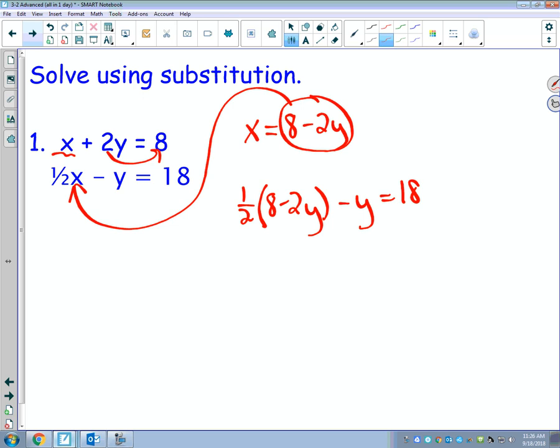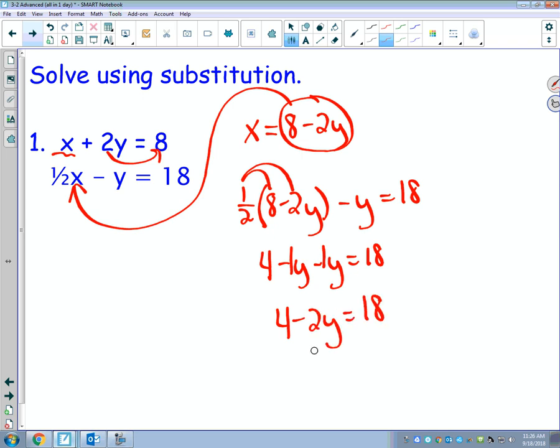And now I have to know how to solve an equation. So I'm going to distribute. Half of 8 is 4. Half of negative 2y would be negative y, minus y equals 18. These y's are on the same side, so I'm just going to take negative 1 and make negative 2y. And I'm just solving for y here, kids. So to undo this positive 4, I'm going to subtract 4. Notice how I'm keeping track of my work so I don't lose negative signs. So I get negative 2y equals 14. Divide by negative 2, and I get that y equals negative 7.